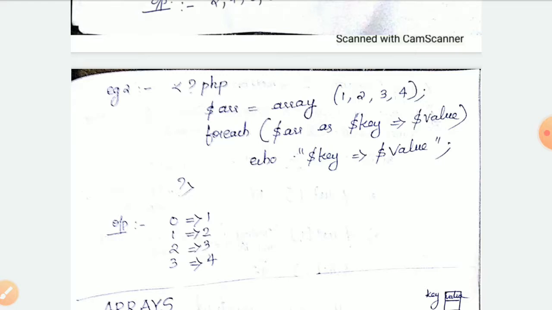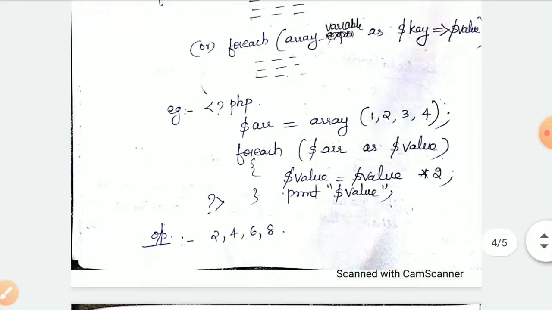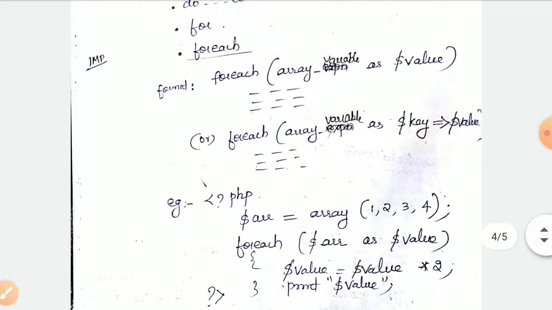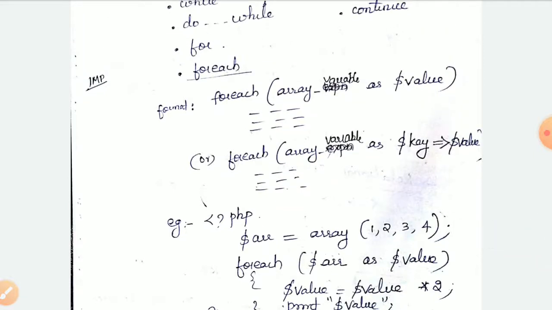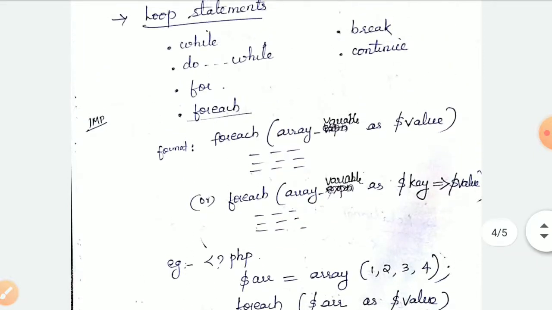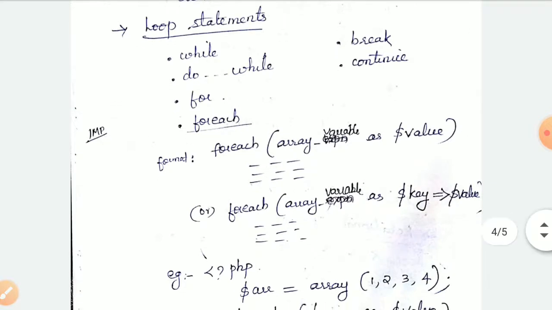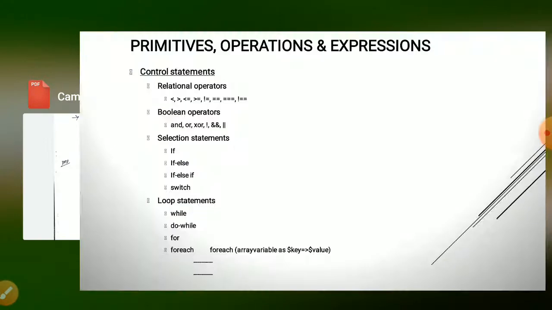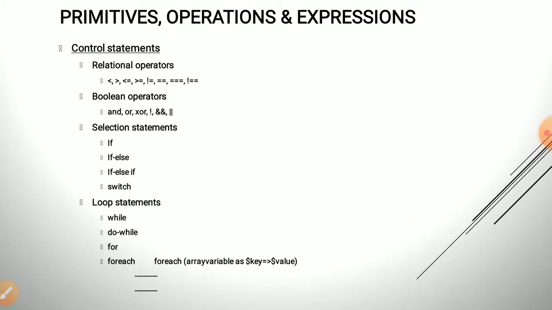So these are the two formats of the foreach statement: foreach array variable as $value, and foreach array variable as $key arrow $value. These are the looping statements available in PHP: while, do while, for, break, continue, and the foreach statement. In the next video we will discuss arrays in PHP. Thank you.